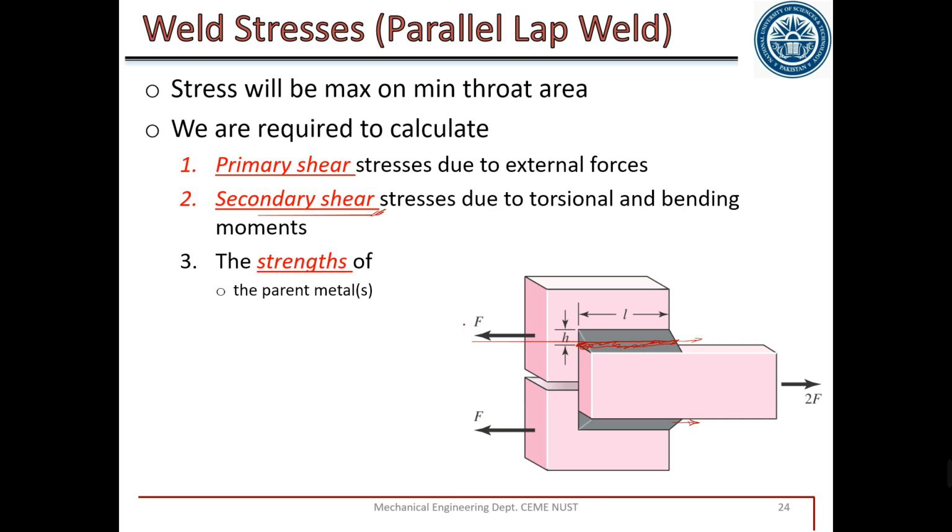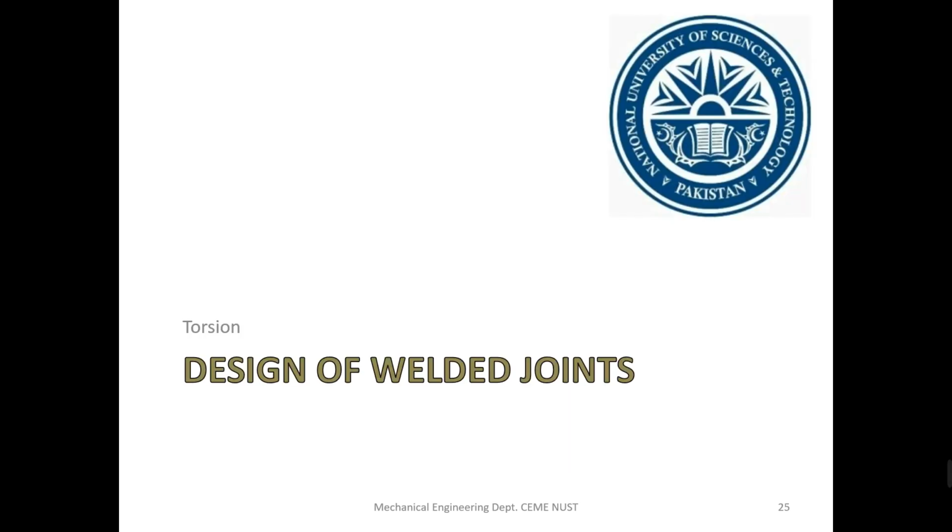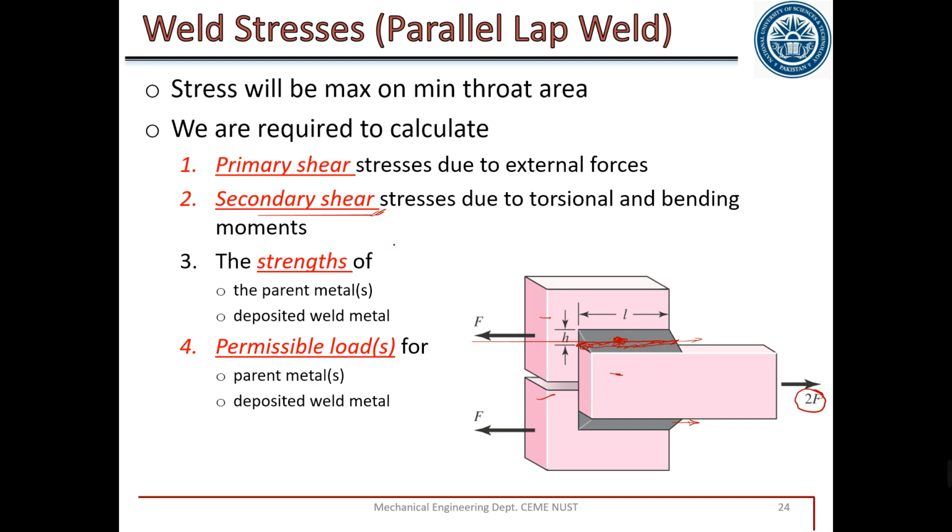Also, we need to have the strength of the parent metal. These are the parent metal. We should have the strength of the deposited weld metal, this one, and we should have the permissible load. What is the load that is applied? Either the load is given or the strength is given. Some things will be given and something you will be required to calculate. The strength or the applied loads would be given, and from these values you can calculate anything you like for the joints.